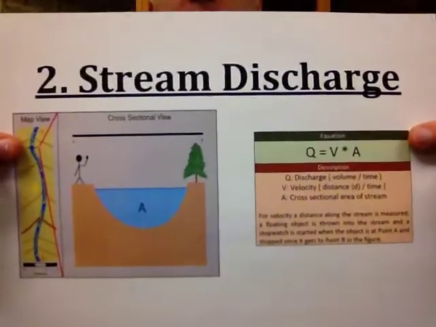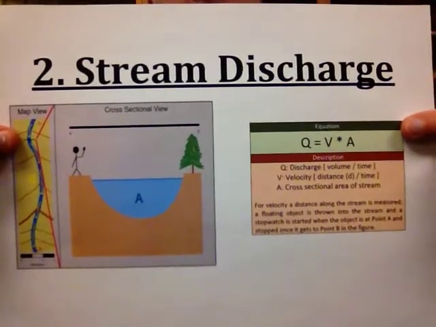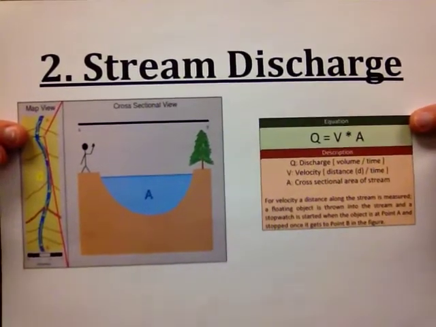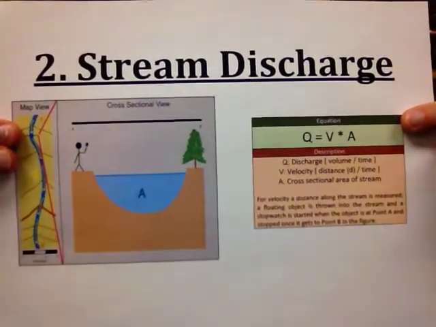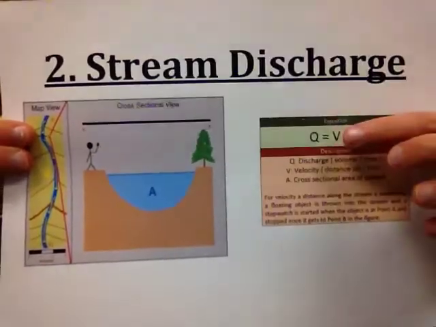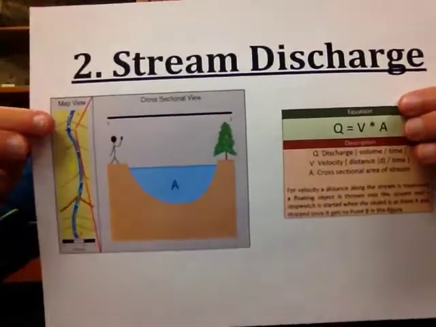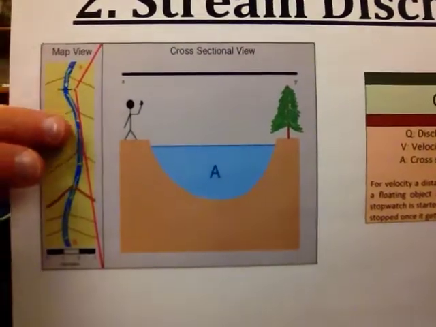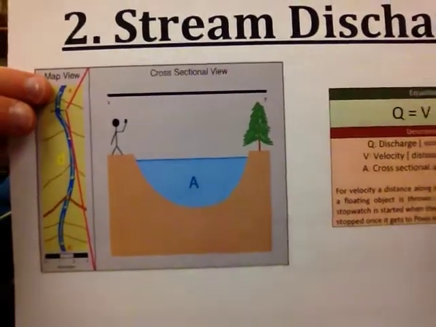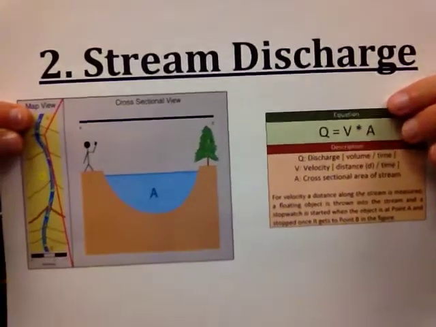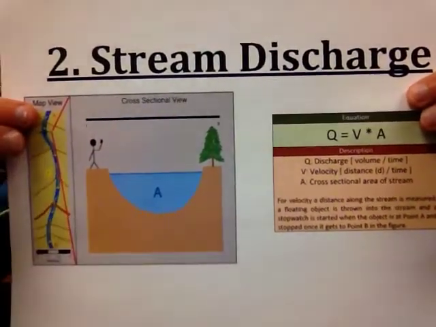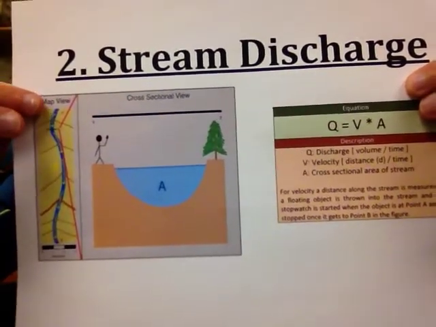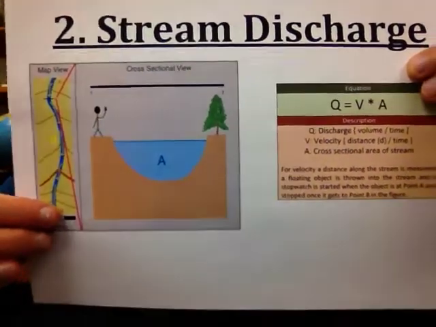The next calculation that we're going to perform in this video is stream discharge. Again, stream discharge is the volume of water flowing past a point in a given amount of time. So to calculate stream discharge, we need to calculate velocity, distance over time. So we have 2 points along the stream, A and B, that we have measured, or we can measure the distance between. And we throw something like an orange that floats in the water so we can time how long it takes the orange to go from A to B along the stream.